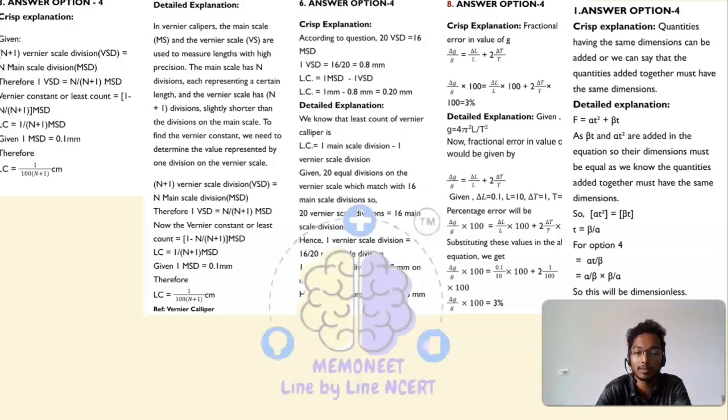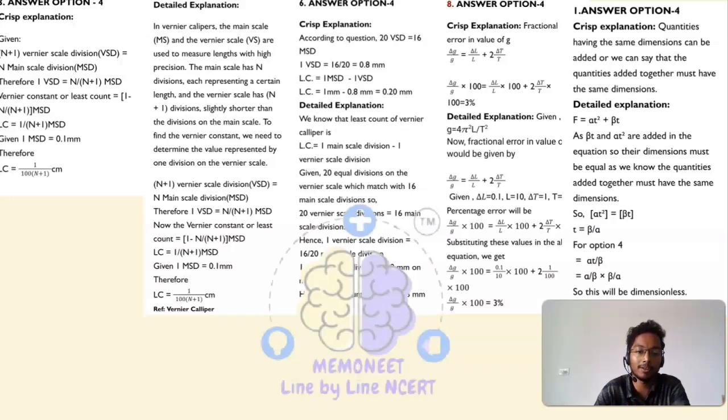And if you are following the detailed explanation for each and every topic of the Memoneet PYQ, then I can guarantee you can do very well, because they have made the concept so easy. It is very transparent. From the explanation you can derive many questions, like I have derived from these questions.